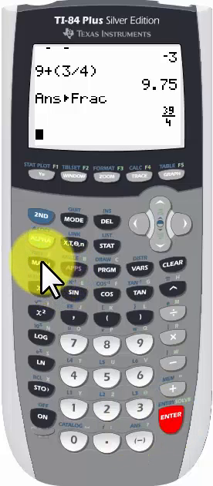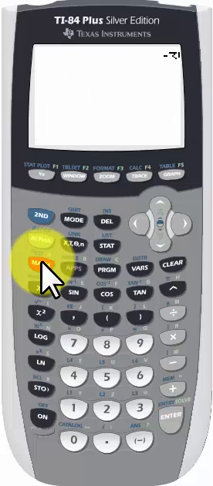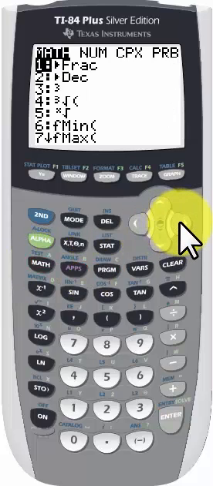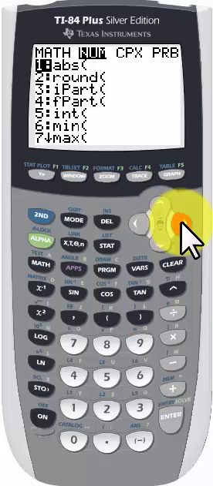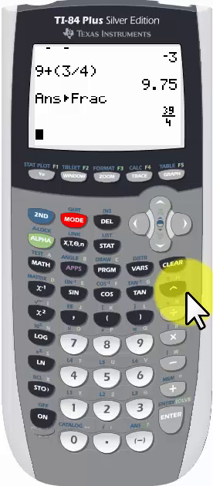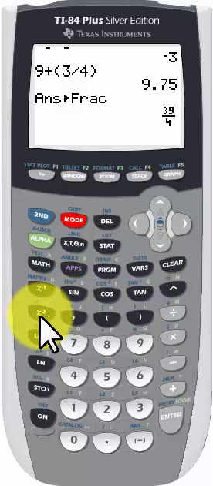The other thing that you can find under the math menu, if you right cursor over to num, the very first option there is absolute value. If you need to put exponents in, there's a couple different ways you can do this. Over on the left side where it says x to the second power, this does a squared power, so 5 to the second power.